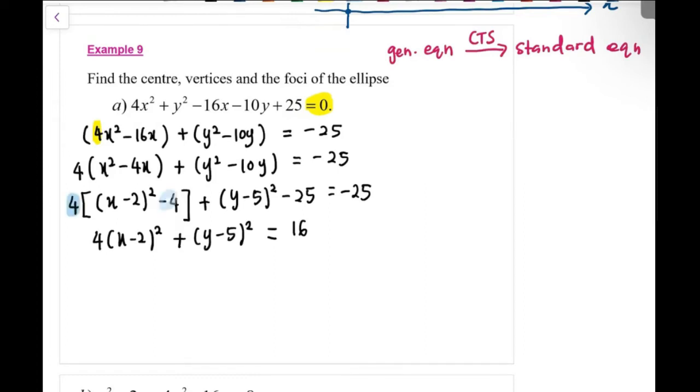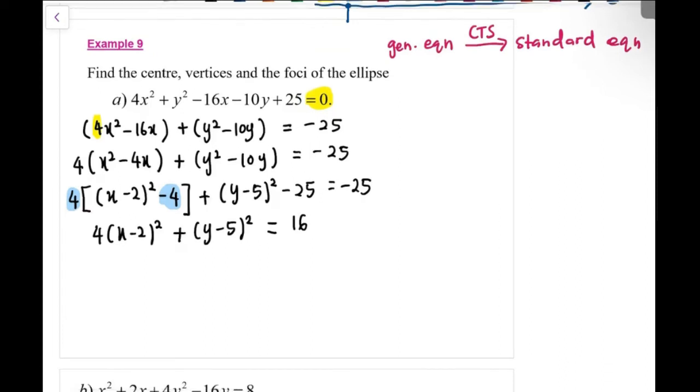4 times 4, so we get negative 16. I bring it to the right side, and that's how we get 16. Negative 25 plus 25 cancel out completely. So, last part. To obtain the standard equation for an ellipse, our right side must be 1.